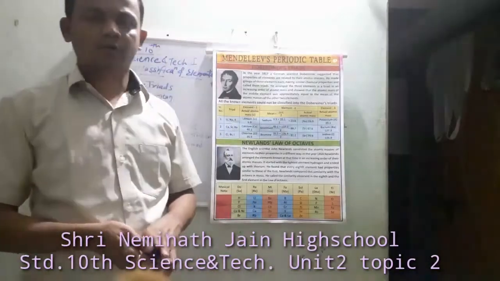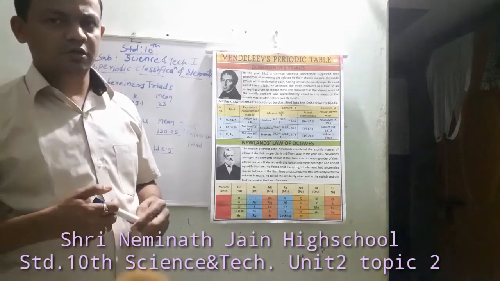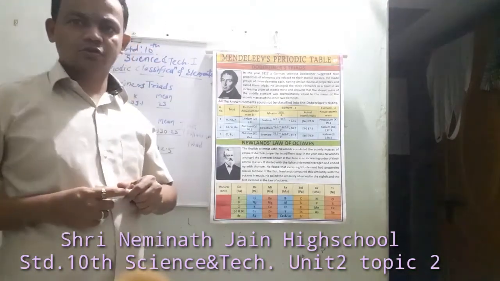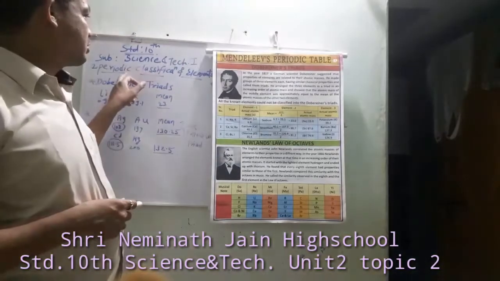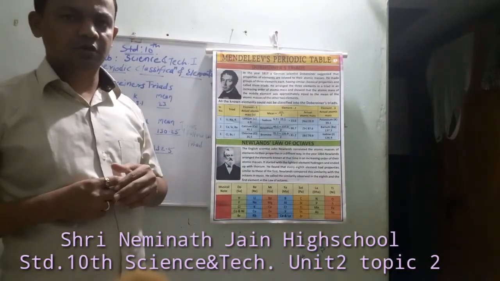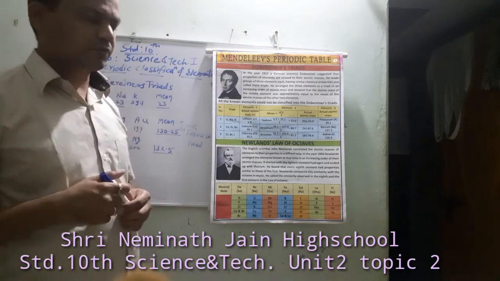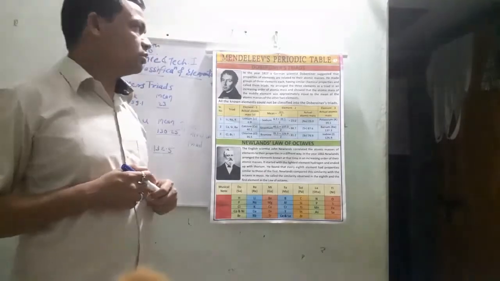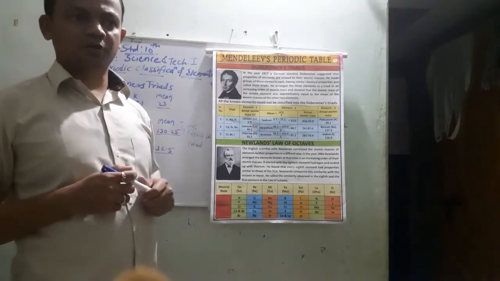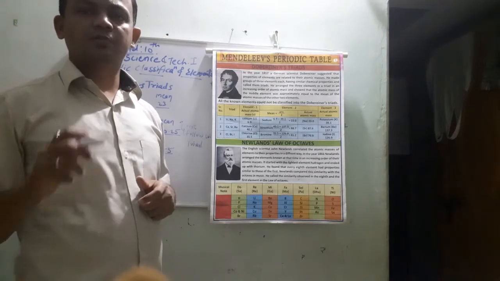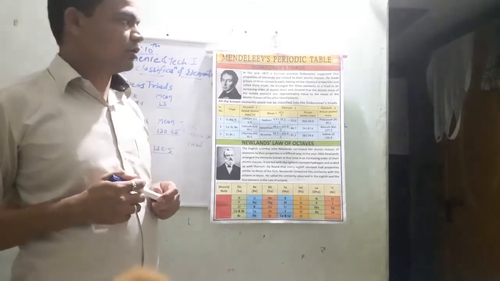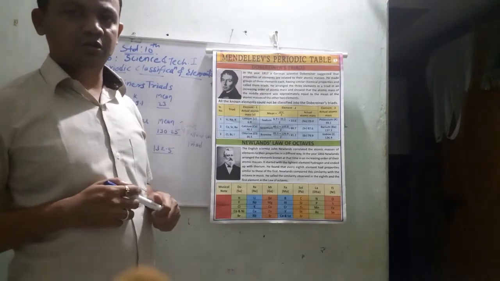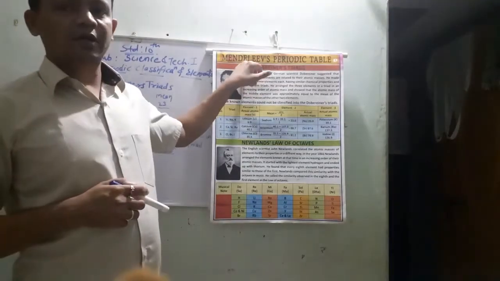Hello friends, in the last lecture we started standard 10th science and technology part one, unit number two, that is classification of elements, मूलद्रव्यांचे वर्गीकरण. So in this lesson we will see different classification methods for the classification of elements. In the last lecture we saw the first classification method, which was given by Dobereiner.